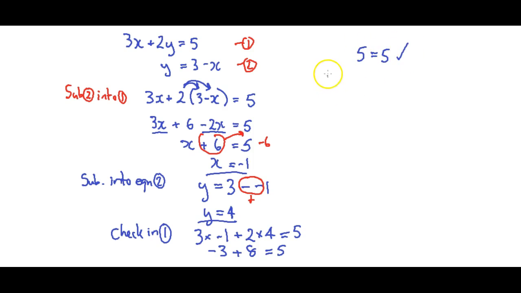so we're right. So therefore, the intersection point physically of these two straight lines occurs at x is -1 and y is equal to 4. And so that means it satisfies both sets of equations when x is -1 and y is 4.